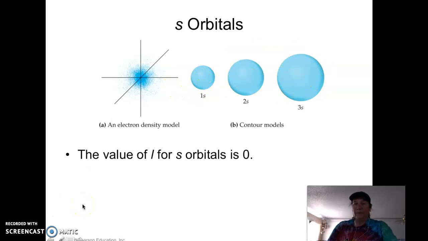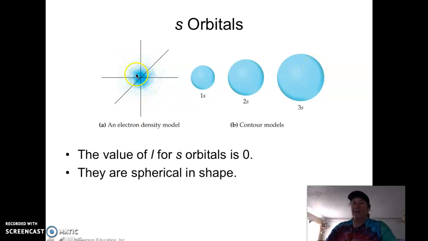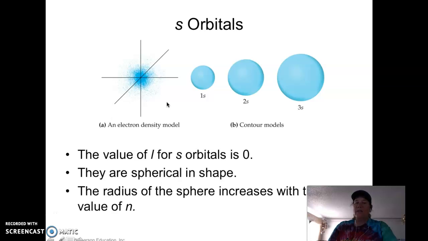Okay, so again, the value for L, if you want to do it for the s orbital, would be 0 because there's only one different shape. They're spherical in shape, and again, this is a place where you're going to find electrons. And you notice we have all three axes here. The radius of the sphere gets larger as you increase. So if you had 4s, it would be bigger, and 5s would be larger, and so on. You go up to 7s, that's the max. And again, n is the principal quantum number. It's whatever row it's in.